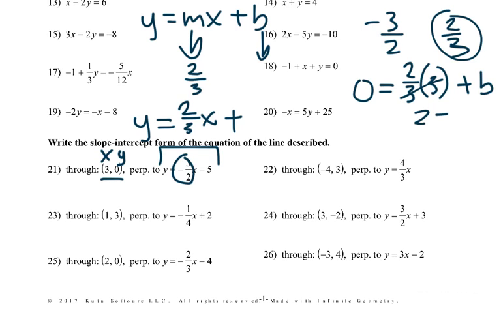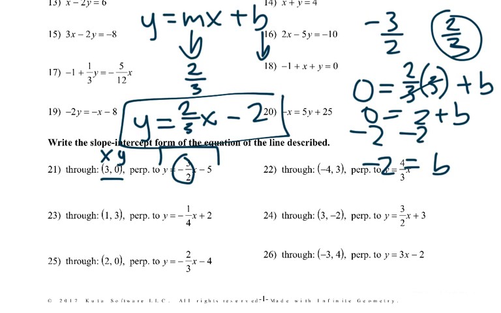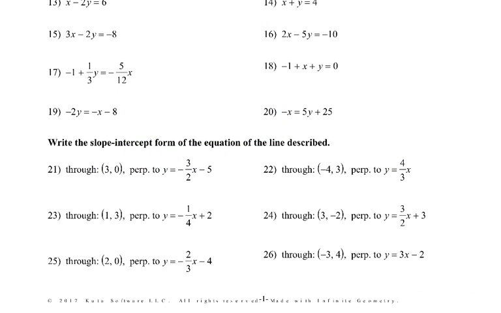So we'd get 2 plus b equals 0, subtract 2, negative 2 would equal b, so I could actually change that to y equals x minus 2. And that would be an equation of a line perpendicular to this line that goes through this point. And so that's the process we're going to use for this whole thing.